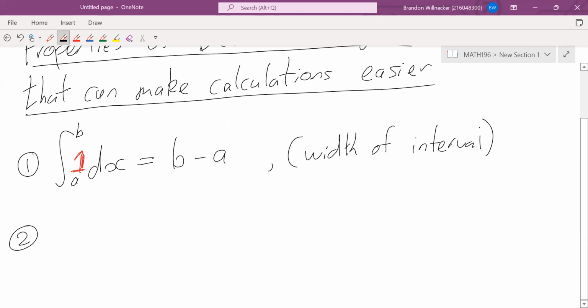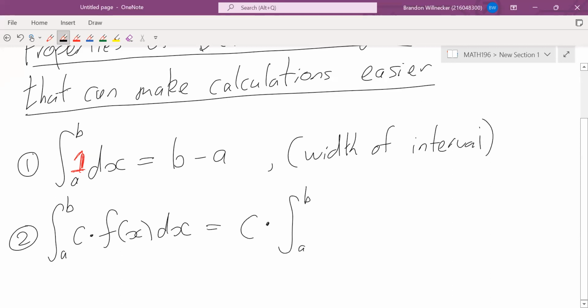Number 2, if you have the integral from a to b of some constant c times f of x dx, then this is equal to c times the integral from a to b of f of x dx. We say that we can take the constants out of the integral. So if it's c times a function, you don't have to calculate the antiderivative with c. You can take c outside, do your integral, and then only afterwards you multiply by c.